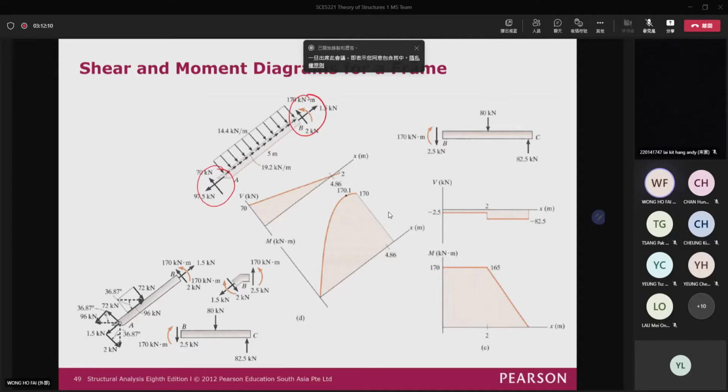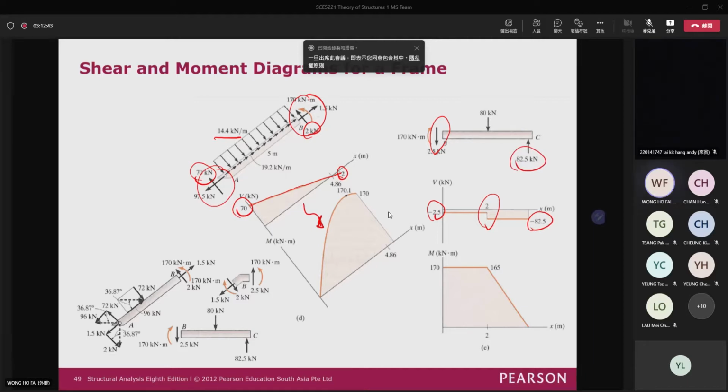And then from the shear force and the moment, you can see that it is 70 here. And then we have the distributed load, so it is a constant force, I mean constant shear. And then finally it goes up for 2 kN here. And then from the shear force diagram, we can draw the bending moment diagram. And then again here, you can see that we have our shear force 2.5 here. And then right here, it goes down for 80. And then finally, you go back up to 82.5.